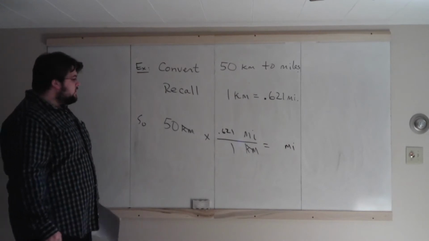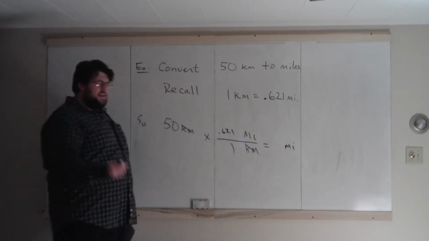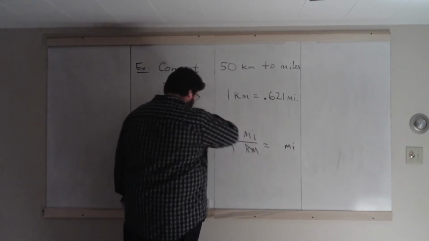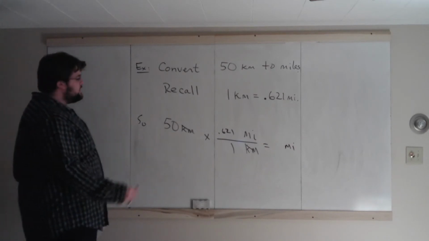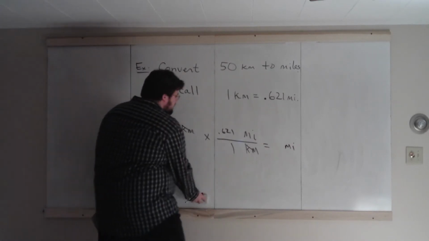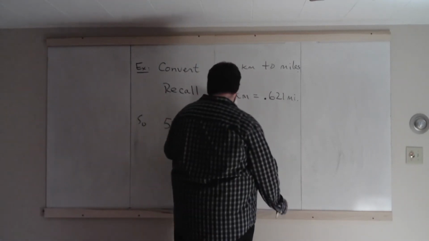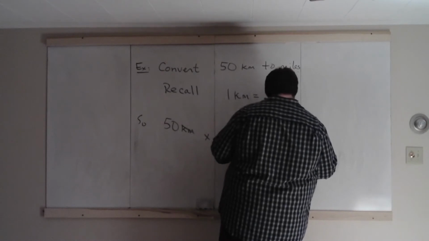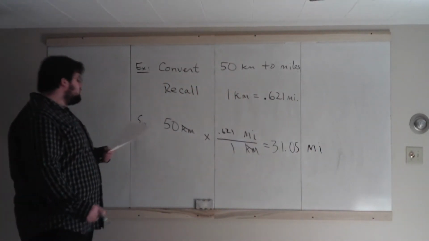So notice in this one, it does reduce to just doing this number times this other number. I think that's harder to remember than keeping the units organized and just filling in the numbers. So right here, 50 times 0.621 is 31.05 miles.